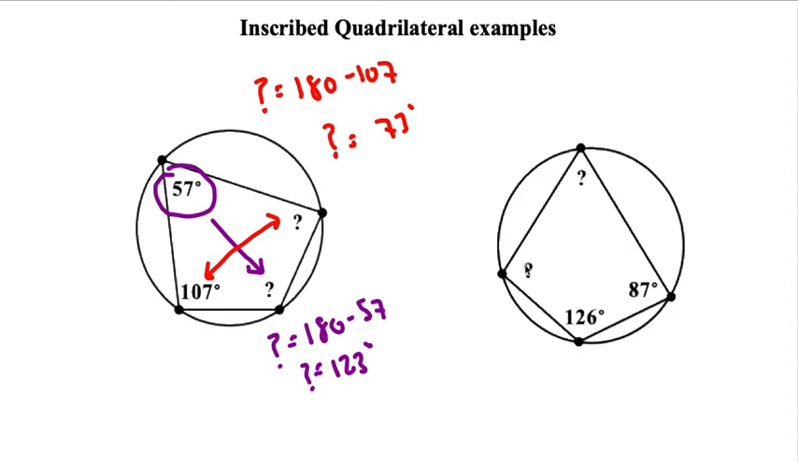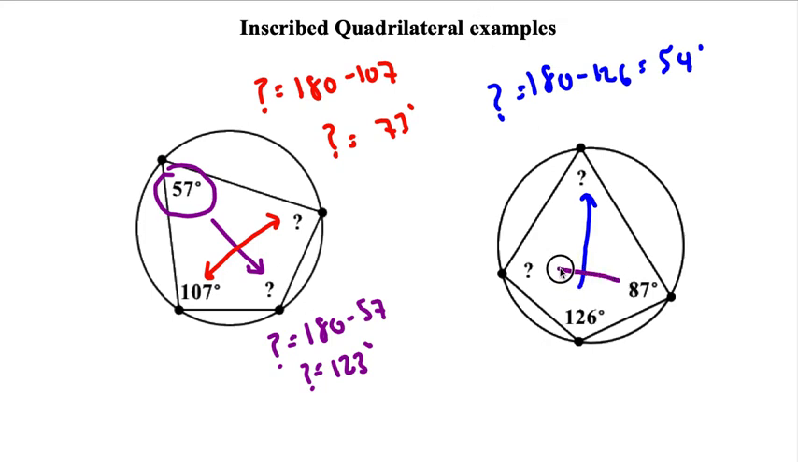Similar logic. 126 plus what is equal to 180? So 180 minus 126 would be 54 degrees. And conversely, this 87, which is opposite this question mark, would be 180 minus 87, which is 93 degrees. And that's it.